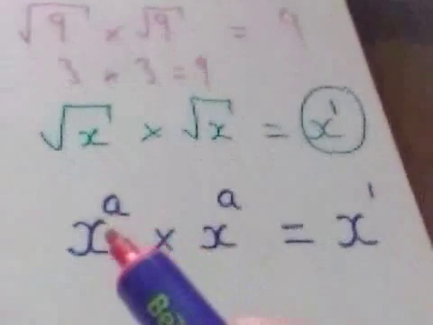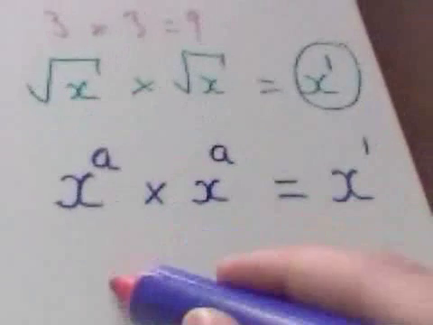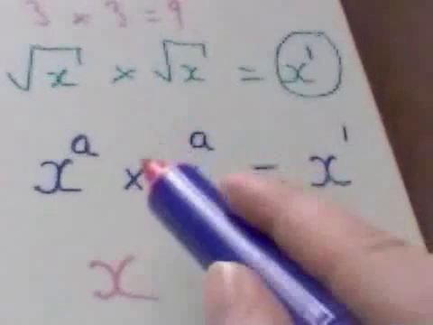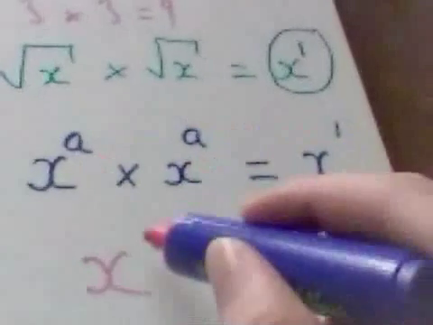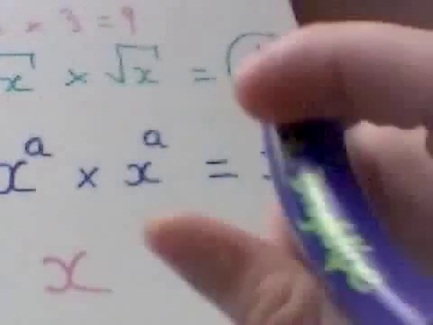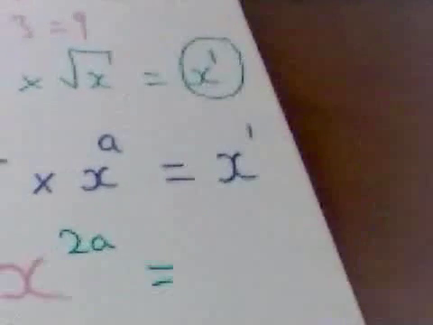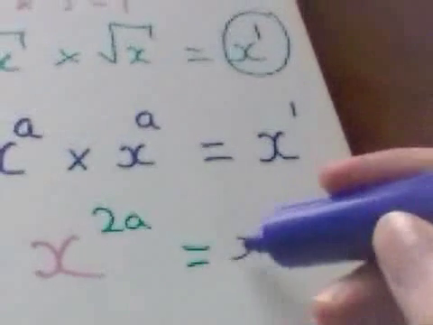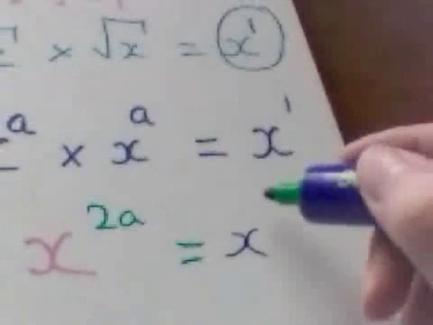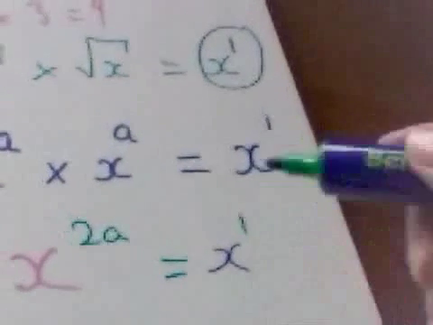Now, x to the a times x to the a is x to the power, well, for multiplying you add them. A plus a is 2a. So x to the 2a equals x to the power 1, which we've already said here.